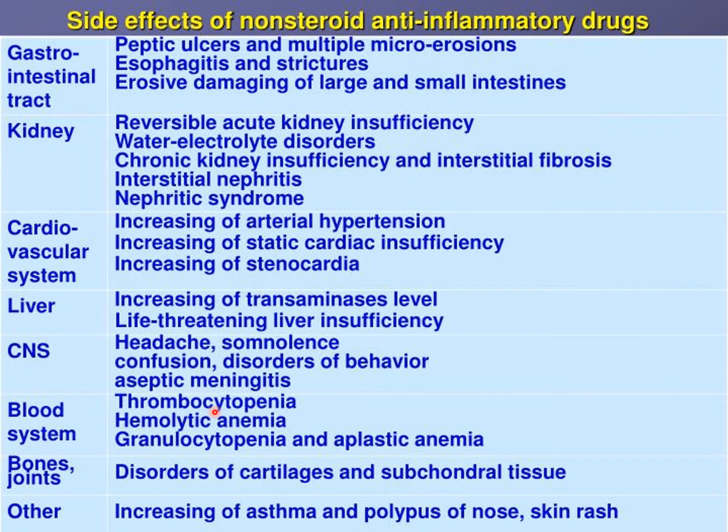The antiplatelet effect typically only poses a problem if the patient also has a history of gastrointestinal ulcer, a disease that impairs platelet activity, thrombocytopenia, von Willebrand disease, hemophilia, and in some perioperative cases. Maybe granulocytopenia and aplastic anemia. Joint disorder of cartilage, maybe, and other side effects: increasing of asthma, skin rash, so allergic reaction.